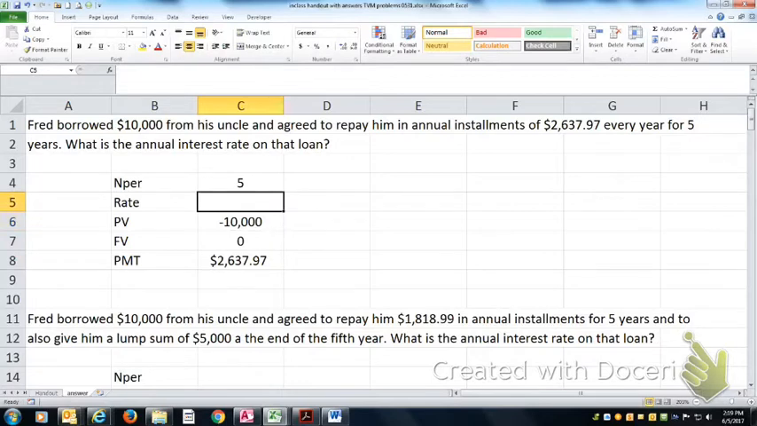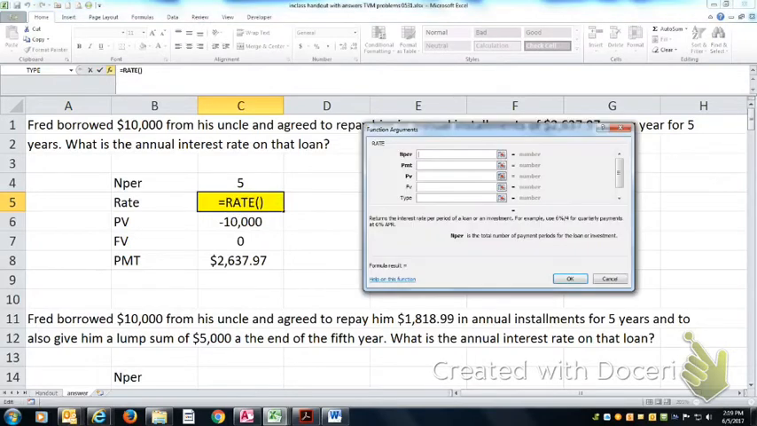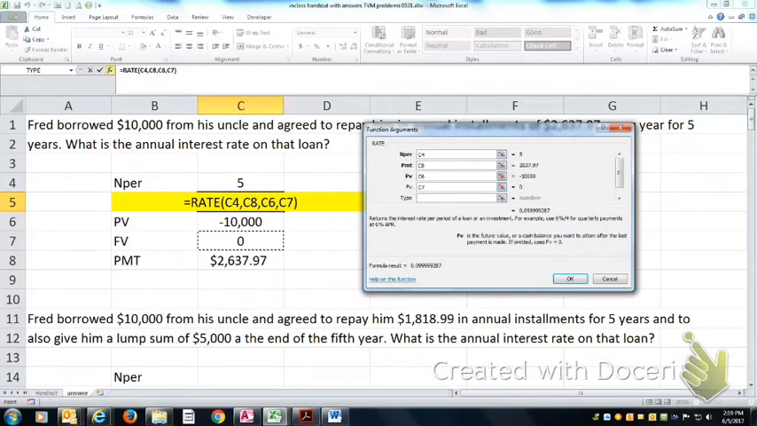To solve for the rate, use the Excel function =RATE, and you can see all the items you have to enter in the order you have to put them in. The easiest thing to do is put the cursor on this little FX button up here and pull up the help box. Number of periods, cell C4, payment, cell C8, present value, cell C6, future value, cell C7.